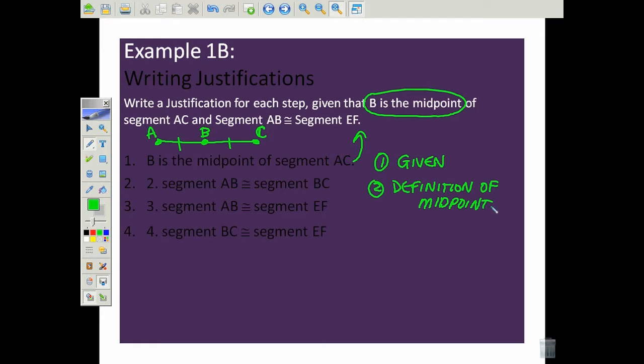If I look at 3, in 3, I'm saying that segment AB is congruent to segment EF. I look at the previous line. Is it related to that? Sort of, but EF is a new player. So I must have to look up here. Oh yes, that is a given. Okay, so that's given.